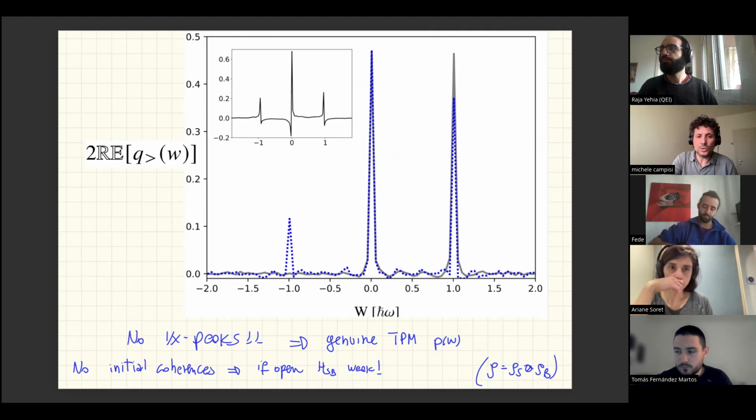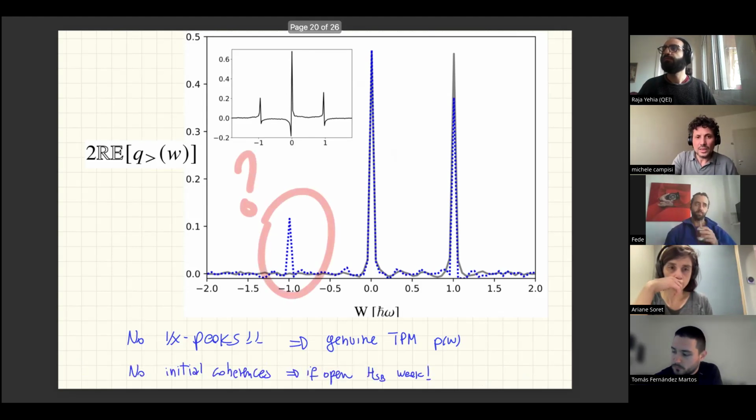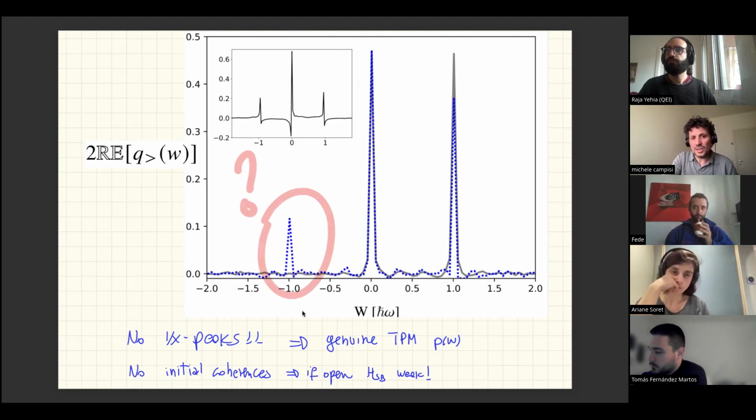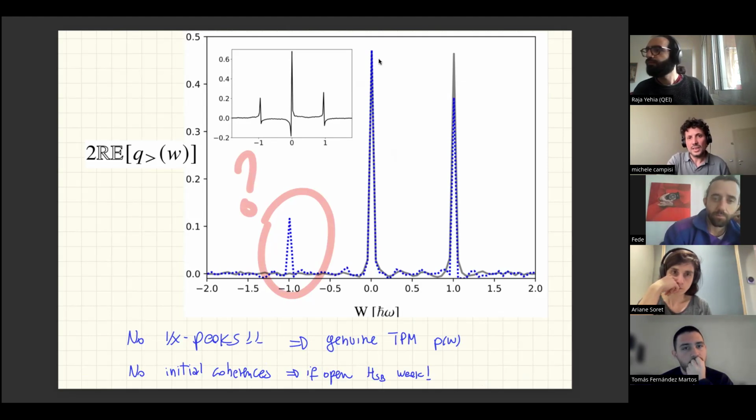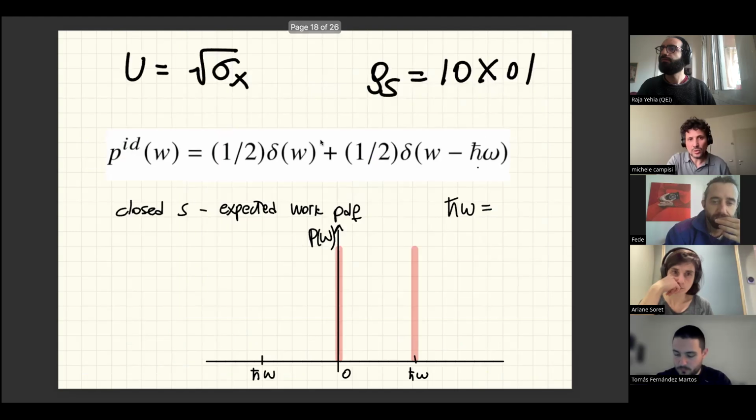Why? You see, the suspicious peak is this peak here at, basically, minus h bar omega. So what could be the origin of this peak, which shouldn't be there, right? You see the noiseless simulator doesn't have that peak, and in theory also we know that there shouldn't be a peak there.